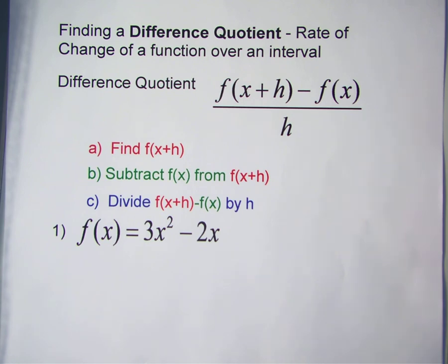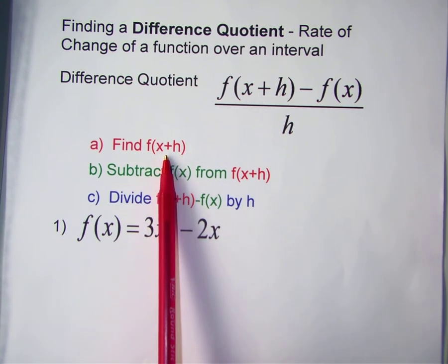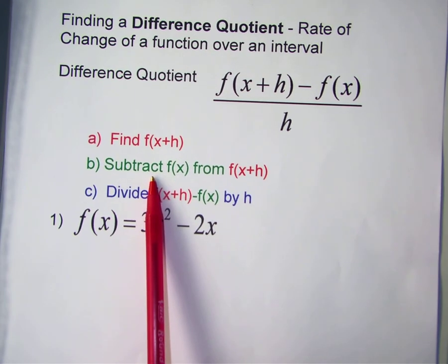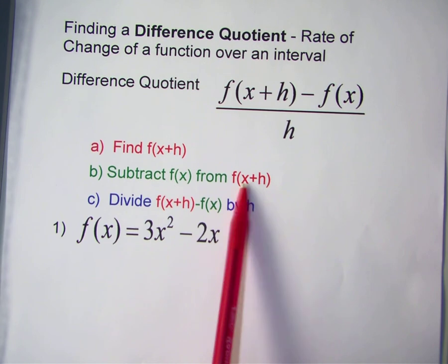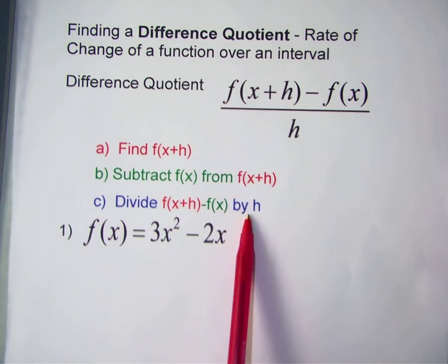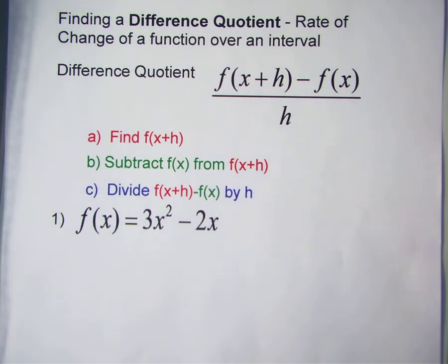Okay, so there's 3 different steps for finding a difference quotient. We're first going to evaluate or simplify f of x plus h. Then we're going to subtract f of x from that. And then whatever that answer is, we're going to divide all of that by h. All right, so step 1, which I'm going to do in red.